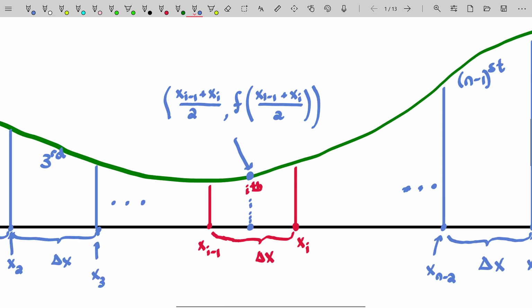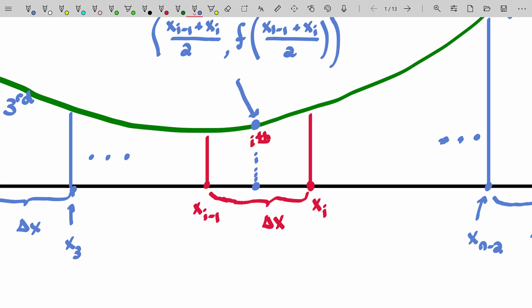And that is the basis of the midpoint rule or the midpoint method. Depends on who your instructor is and how they say it. I say midpoint rule, but midpoint method is just as correct. So let's see how this looks first of all.